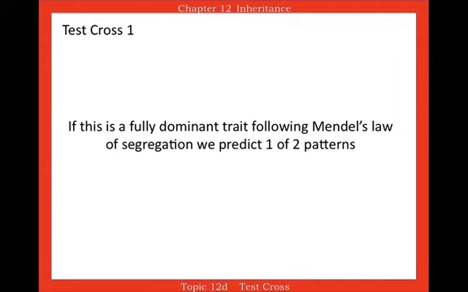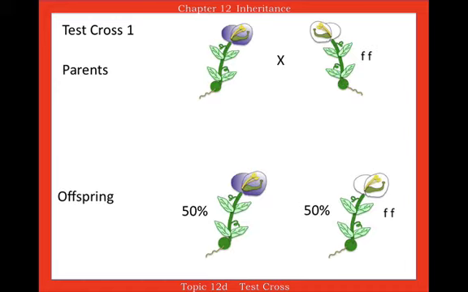To reiterate, if we set up a test cross with a fully dominant allele, where Mendel's law of segregation is in effect, then we would predict one of two possible outcomes. In one, half the progeny have a dominant phenotype and half have the recessive. From this, we can deduce the genotypes of the two dominant phenotypes in this cross.